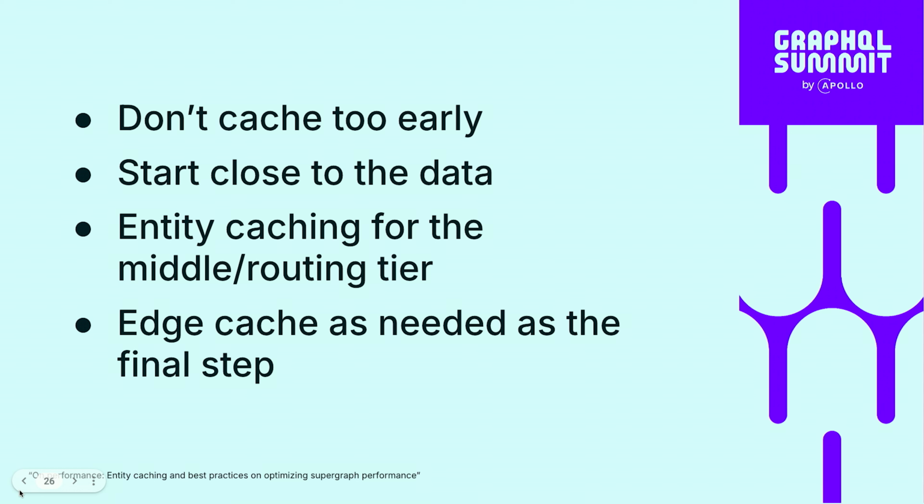So, third, use entity caching for the middle layer, the routing layer. The reason for this is that it works natively with federated GraphQL. It's extremely easy to set up, and you can get amazing performance in a very small amount of time. Lastly, edge cache as needed. If you don't need to go down that road, you might not. So keep in mind that your other tiers are your priorities, and then finally end at the edge and start your optimization.